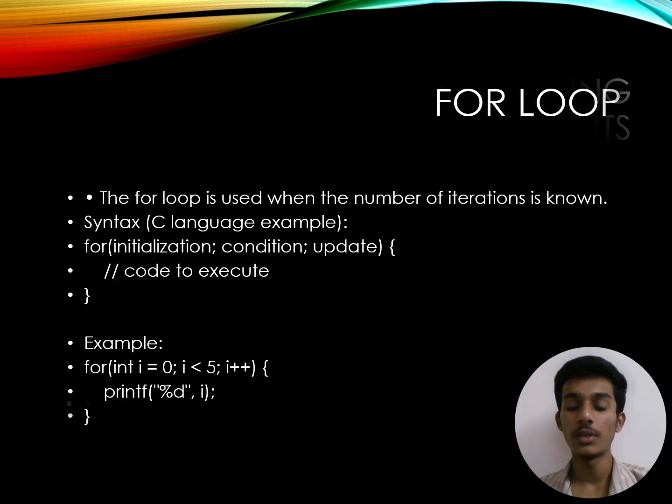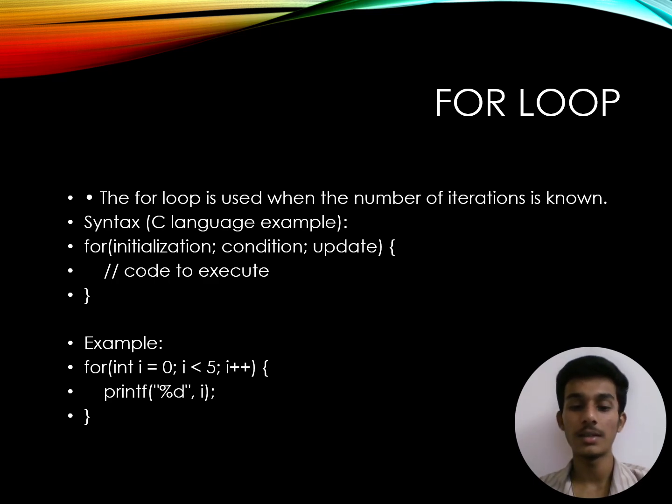First of all, for loop. The for loop is used when the number of iterations is known. It means we know the number of repetitions, then we will use for loop. Syntax for loop: for, brackets open, initialization; condition; update. It means increment or decrement. Here we'll close the parenthesis. We'll open the curly braces. Here we write the code to execute, curly braces close.